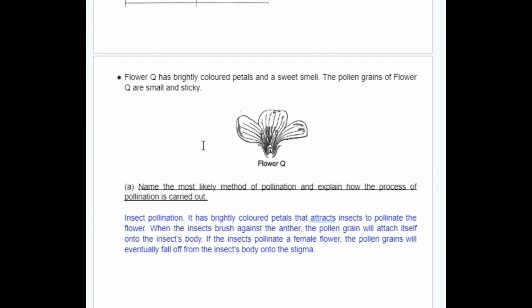Flower Q has brightly colored petals and a sweet smell. The pollen grains of flower Q are small and sticky. Name the most likely method of pollination and explain how the process of pollination is carried out. Insect pollination. It has brightly colored petals that attract insects to pollinate the flower. When the insects brush against the anther, the pollen grain will attach itself onto the insect's body. If the insects pollinate a female flower, the pollen grains will eventually fall off from the insect's body onto the stigma.